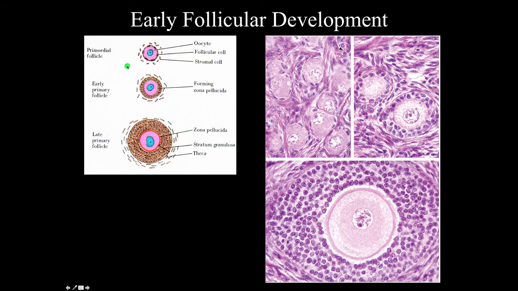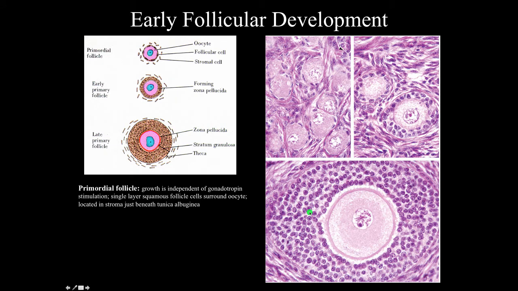This cartoon just shows early follicular development showing primordial follicles, and here histologically would be some of the primordial follicles. An early primary follicle, here showing an early primary follicle, and then a late primary follicle shown on the bottom histological image. Now, in general, the primordial follicles' growth is independent of gonadotropin stimulation. There is a single layer of squamous follicle cells that surround the oocyte. You can see that in the histological view like this, the single layer of squamous follicle cells. Primordial follicles are located in the stroma just beneath the tunica albuginea.